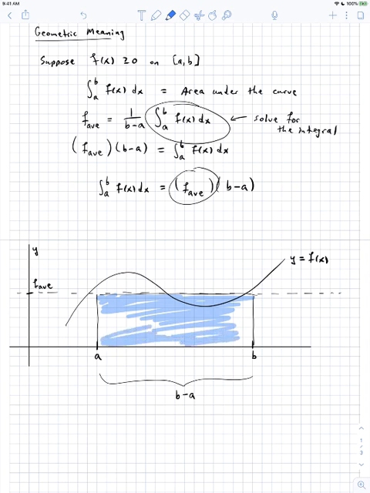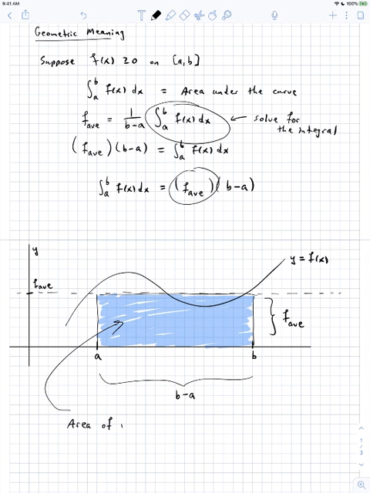But what is the significance of this rectangle? Well, the width of the rectangle is b minus a, and the height of the rectangle is the average value of f. So the area of this shaded blue rectangle is equal to the height of the rectangle, f sub av, times the width, which is b minus a.